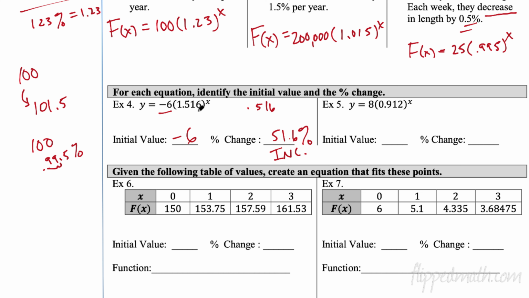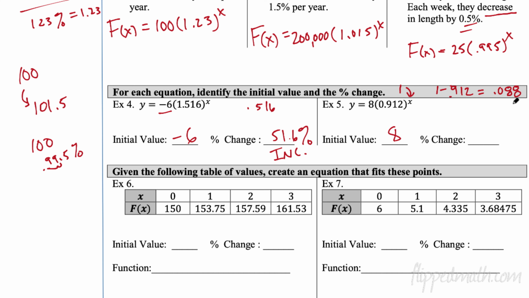Right? Because we're going above 1. How about the next one? We're actually going down. So how far from 1 is 0.912? Well, that's 0.088. If you subtract, you can do 1 minus 0.912, and you're going to get 0.088. All right, so the initial value here is 8, and the percent change.